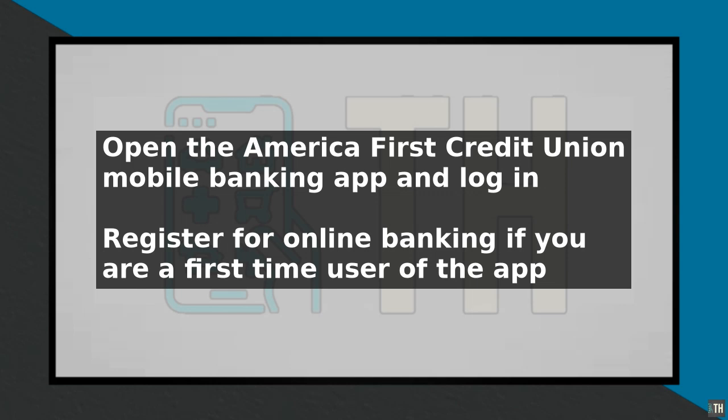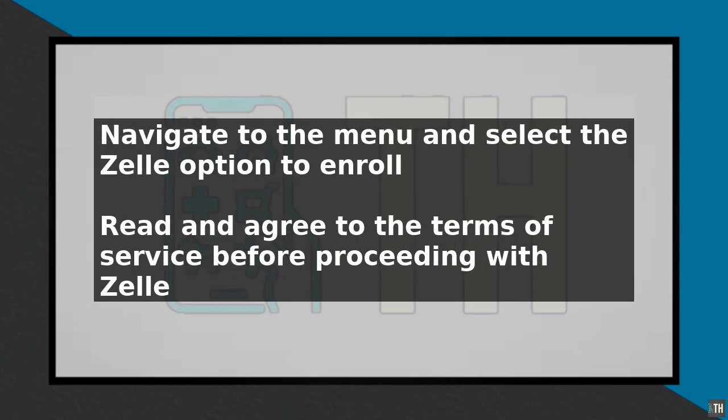After enrolling, you can start using Zelle to send money to friends, family, or others. To do this, select the Send Money option and enter the recipient's email address or mobile phone number. You can also add a memo to the transaction, which is optional. Enter the amount you want to send and select the account you want to use to fund the transaction.